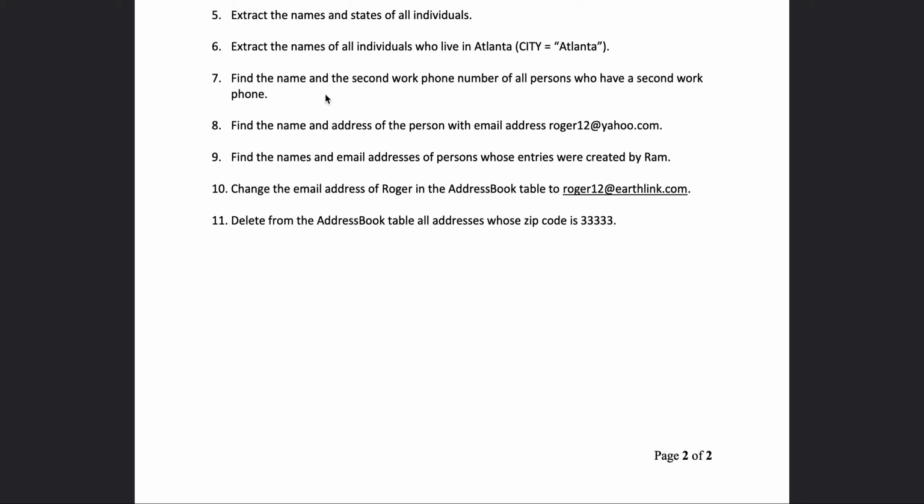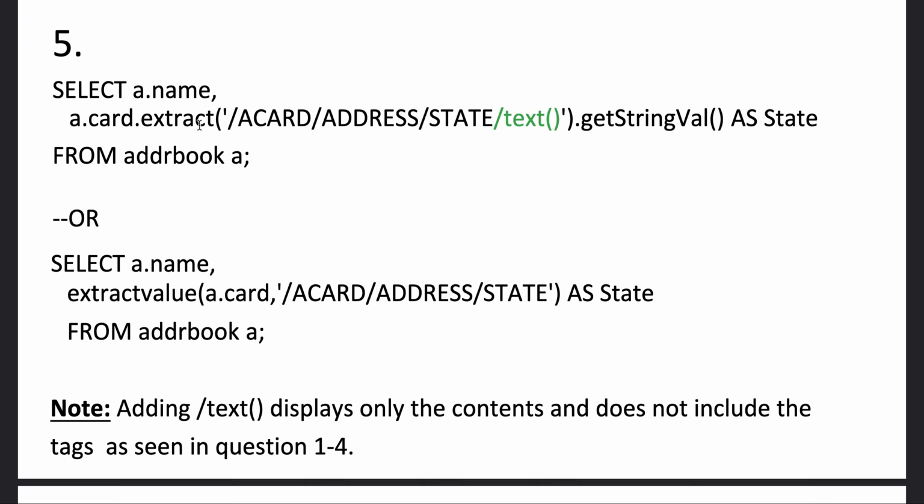The solution shows two equivalent ways to look at this. Both of them use XPath to navigate. So we see here a.card/address/state and the text function. The text function here just grabs the inner text, like GA, with Georgia, right? So that's the state we're looking for, without all the tags.